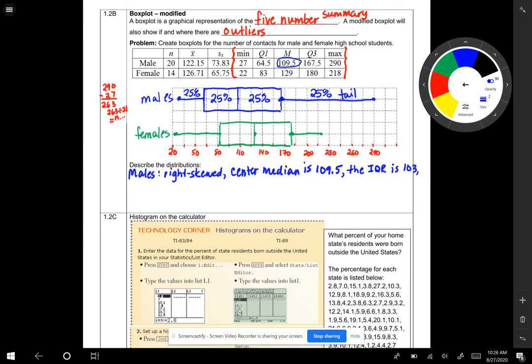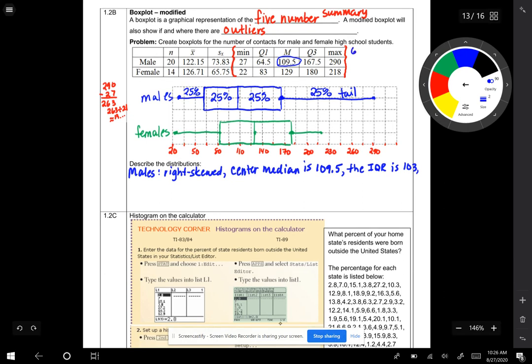I'm going to do the outliers for males. For our lower bound, you take Q1, which is 64.5, minus 1.5 times your IQR. So I did 1.5 times 103, and I got negative 90. And there are no values that are even negative. Then I did the upper bound, so Q3, 167.5, plus 1.5 times the 103 IQR, and that gave me 322. Again, there's no number bigger than that. The biggest one was 290. So no outliers for the males.